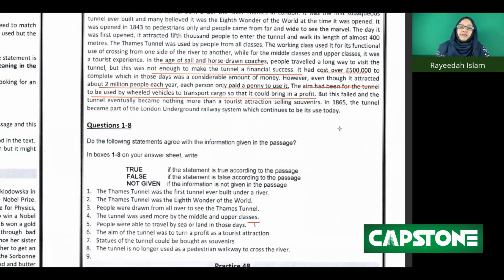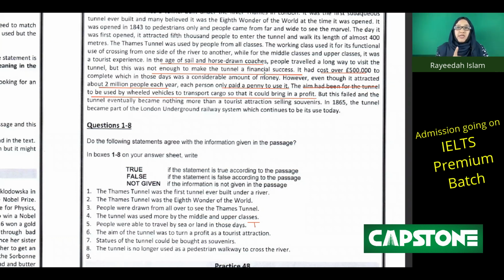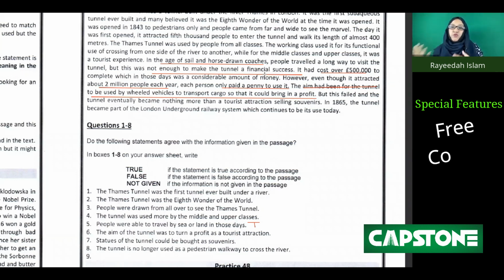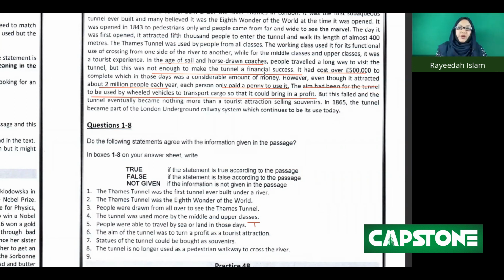A questionটার answer আমি অনেকগুলো লাইন থেকে পেয়েছি. First of all, I started to see যে it was not a financial success. Then I got to find out যে its cost was over 500,000 pounds, but people were only paying a penny each to use the tunnel, যেখানে 2 million people visited this tunnel each year. And তারপর directly বলে দিল, the aim had been for the tunnel to be used by wheeled vehicles to transport cargo so that it could bring in a profit.